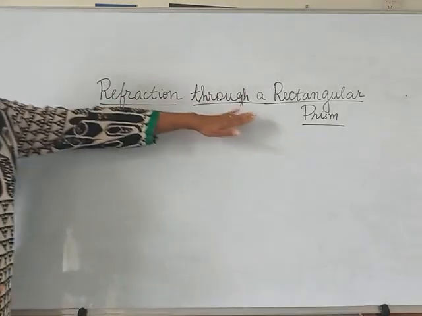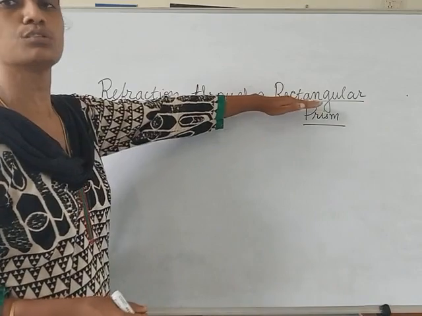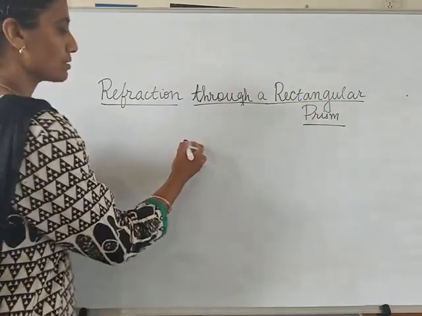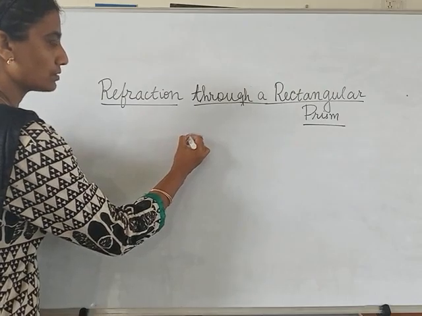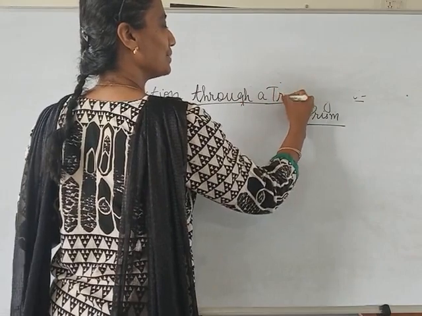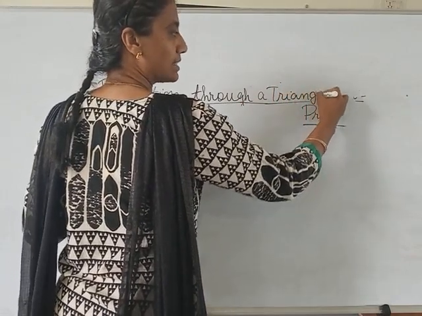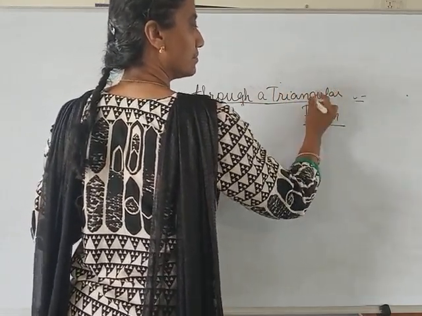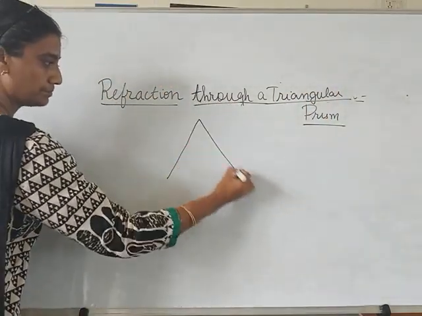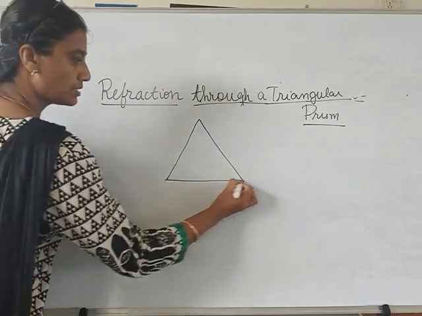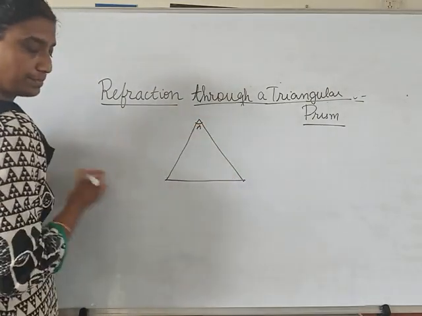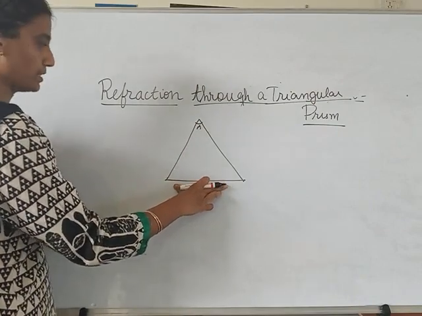So the next topic that we are going to see is refraction through a rectangular prism. Refraction through a rectangular prism. So, sorry, triangular prism. It's not rectangular prism. It's triangular prism. Rectangular glass slab and triangular prism. Now, you have to draw a triangle. You have to draw a triangle like this. Okay, as I told you, this is the angle of prism. This is called the base of the prism.